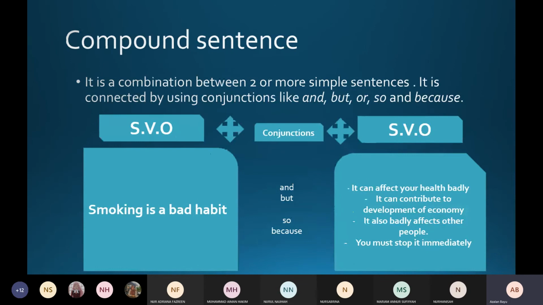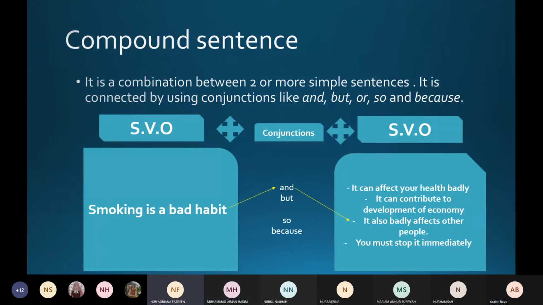Then you go to compound. The formula for compound is SVO plus conjunction plus SVO. So it is a combination of two simple sentences, or more. It is connected by conjunctions such as and, but, or, so and because. We call it a compound sentence. For example, smoking is a bad habit. How do you connect it with "it can affect your health badly"? Can you choose and, but, so, because? Anyone? Smoking is a bad habit, and because it can affect.